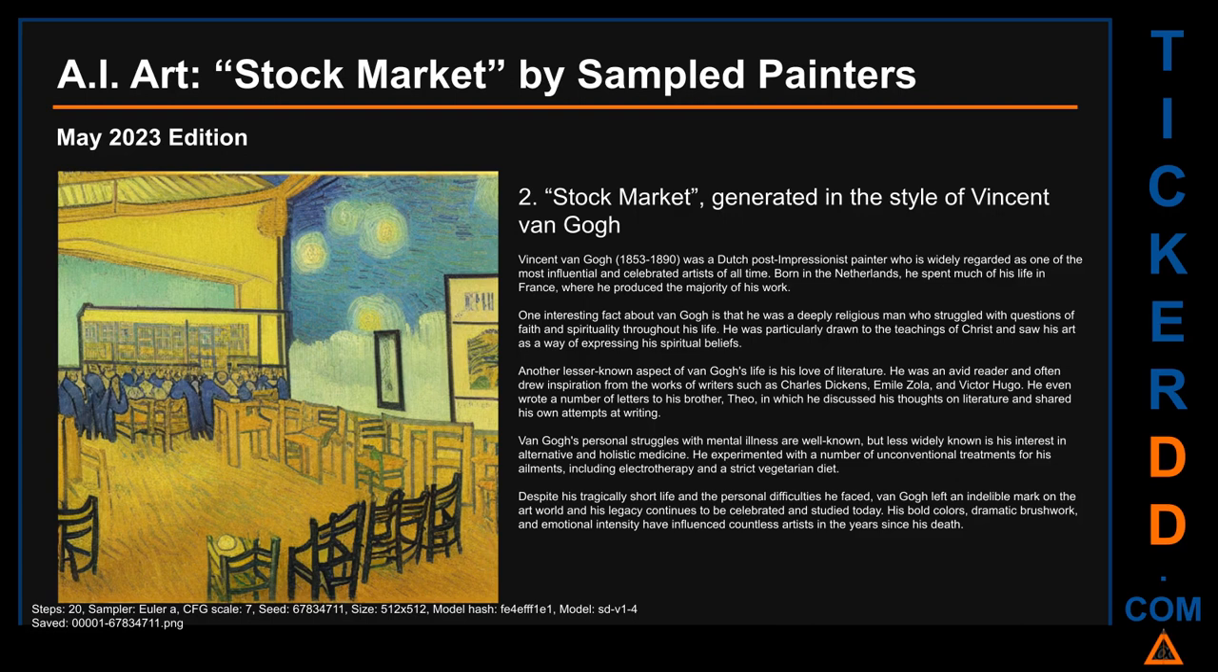Van Gogh's personal struggles with mental illness are well known, but less widely known is his interest in alternative and holistic medicine. He experimented with a number of unconventional treatments for his ailments, including electrotherapy and a strict vegetarian diet.